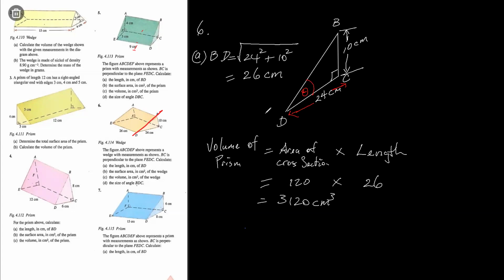I have a question, sir. Go ahead. So I get the 3120, but I worked it out in a different way, sir. For the what? For the length, for the surface area and the volume of the wedge. The volume is the cross-section area, which is the area of the triangle, multiplied by the length, which is 26. So you have to do it that way. That's it.